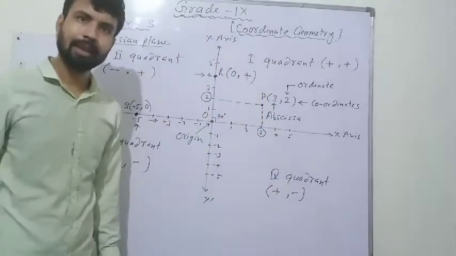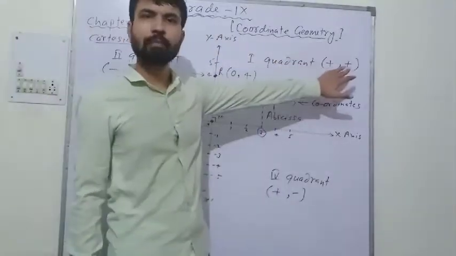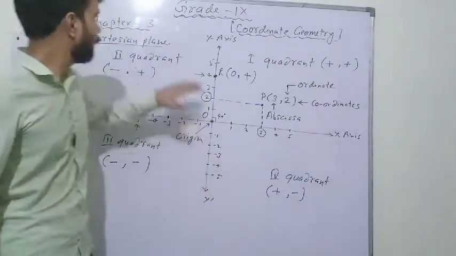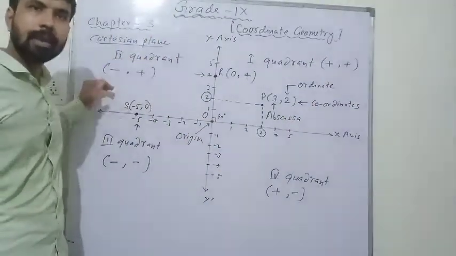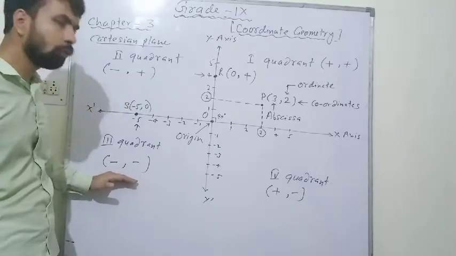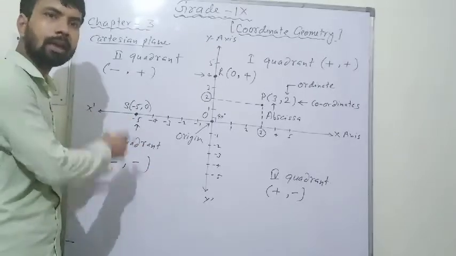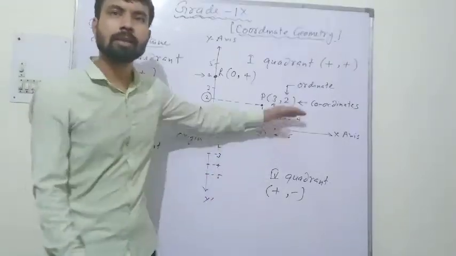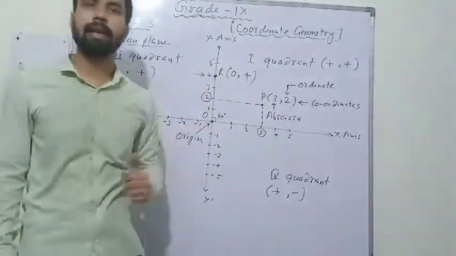Clear? Any confusion? In the first quadrant, abscissa and ordinate both are positive. In the second quadrant, abscissa is negative, ordinate is positive. In the third quadrant, abscissa and ordinate both are negative. In the fourth quadrant, abscissa is positive and ordinate is negative.